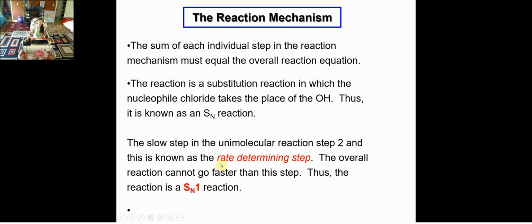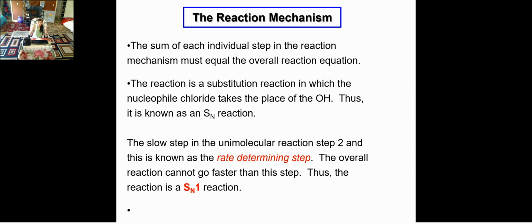This step we found is slow. This slow step is determined as the rate determining step. The second step is the rate determining step, and the overall reaction cannot go faster than this rate determining step. Therefore, the total reaction is called SN1. S again represents substitution, N represents nucleophilic, and 1 represents that the rate determining step involves only one molecule. It's a unimolecular reaction.